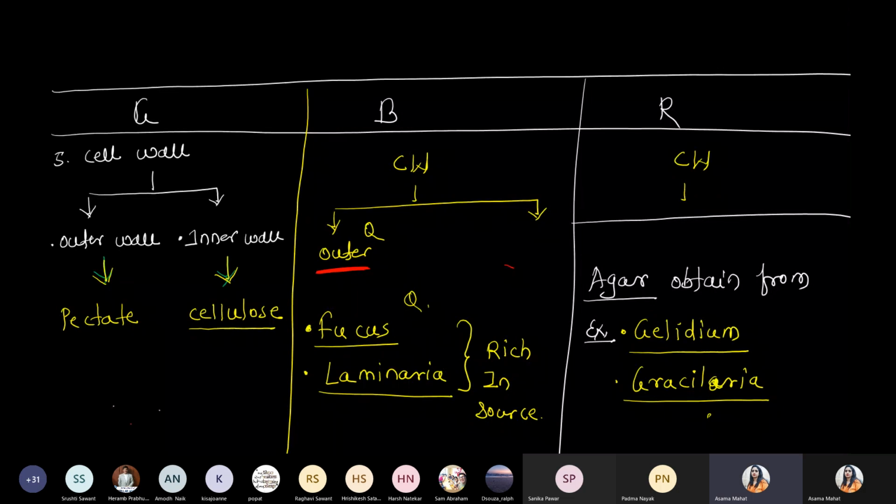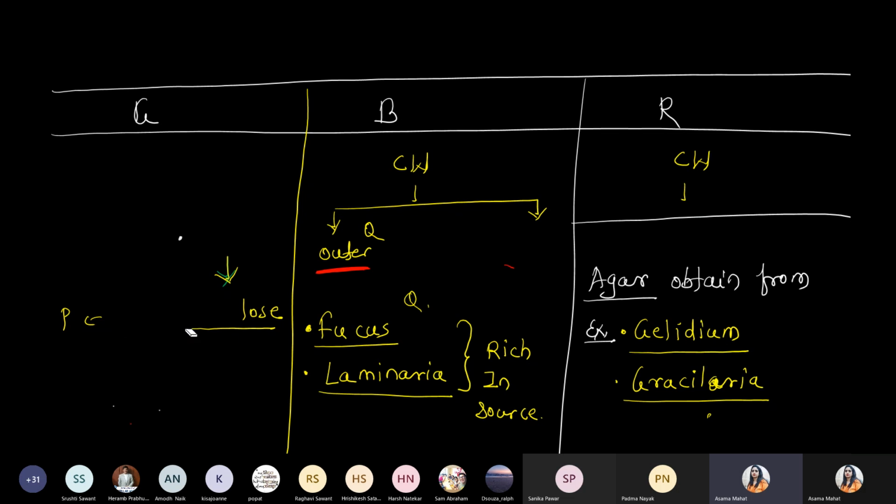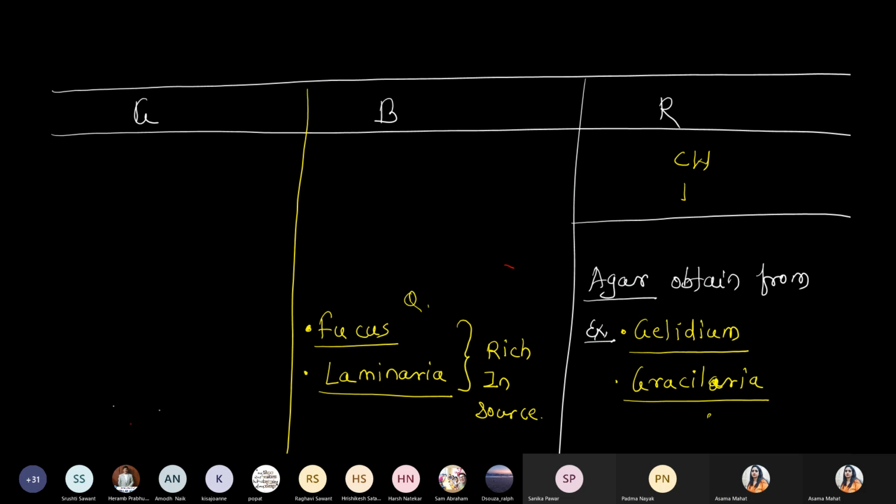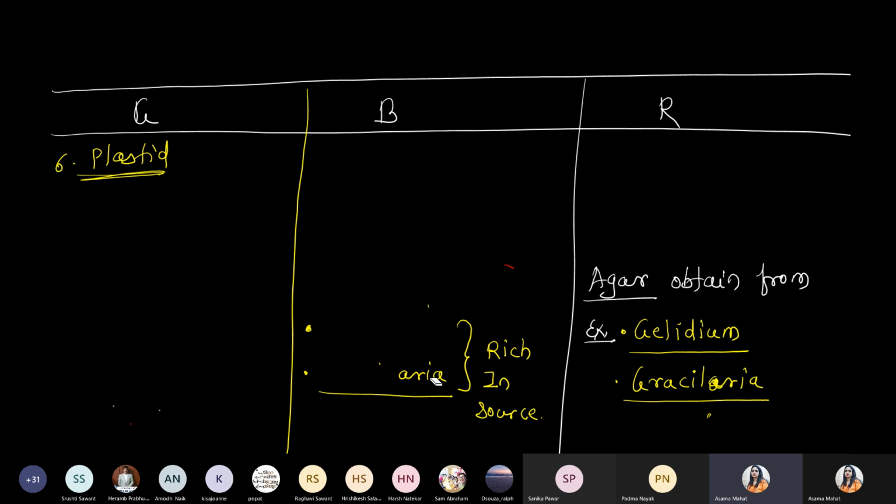Okay, chalo. Now number 6, we are talking about plastid. Quickly tell me which type of plastid is present in green algae. We discussed 3 names, so I'm just mentioning the names here. Number 6 characteristic, we are talking about plastid. Which type of plastid is present in case of green, brown and red algae? Quickly tell me which type of plastid.